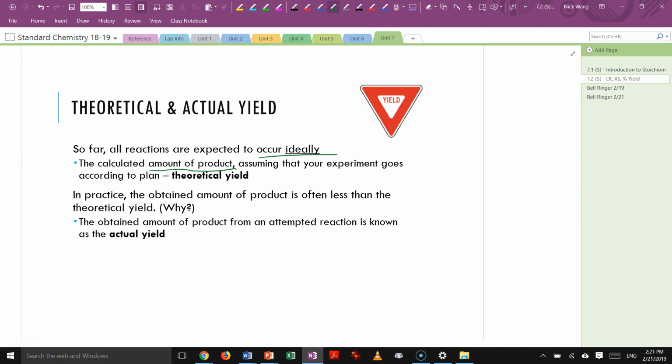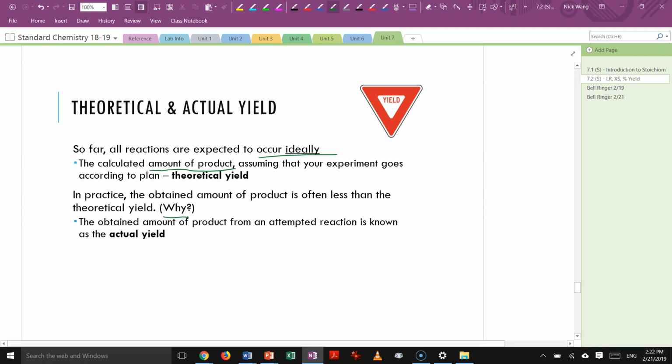The next thing here is that in practice, the amount that you can actually get, the amount that you can isolate, is usually less than the theoretical yield. Why is that? Because things happen, accidents happen. You might spill something, or just by nature of trying to collect something, you might not be able to get all of it out, or something gets stuck to some other object, and you can't obtain that and count it towards your total.